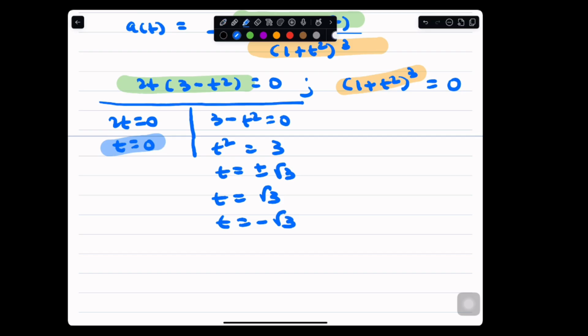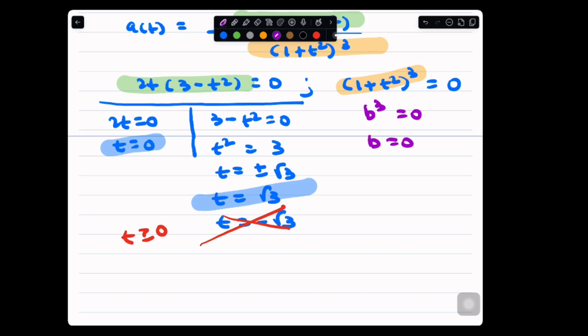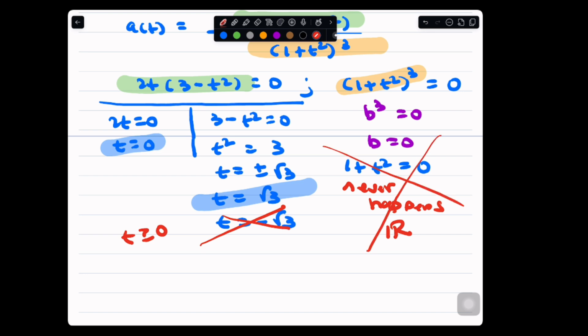And t is negative. However, you guys already know to throw out the negative, because t is always greater than or equal to 0 for position functions. That's what this is. Here, when the base of the third power is 0, that means 1 plus t squared equals 0. And again, this never happens for a real number value. You can't have 1 plus t squared equal to 0. So you throw it out, is what I'm saying.